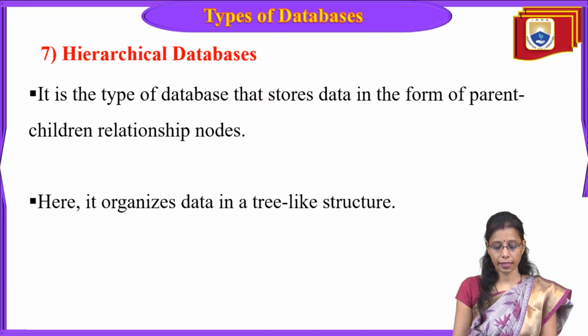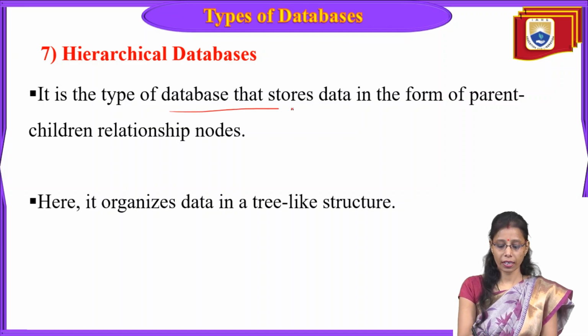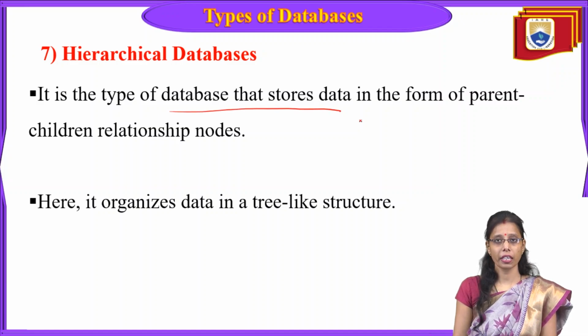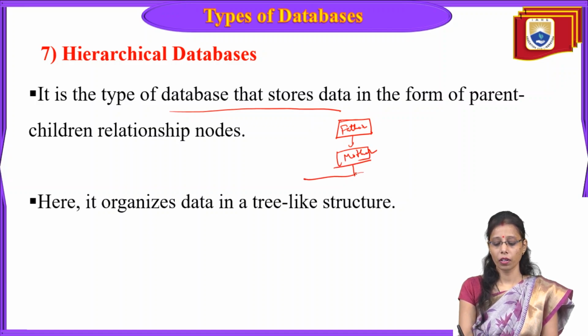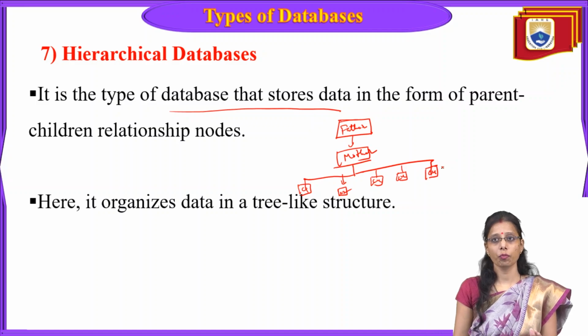Next is hierarchical databases. It is a type of database that stores the data in the form of parent-children relationship nodes. When you talk about parent-children relationship, it means father and mother, and then we have children, let us say C1, C2, C4, C5, like this. It will be like a flow chart or hierarchy from the top to the bottom.